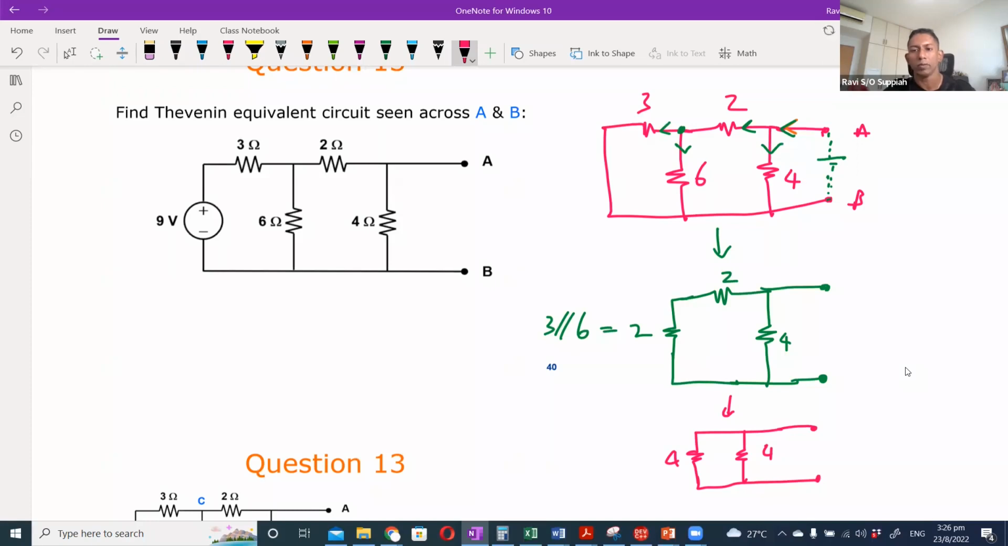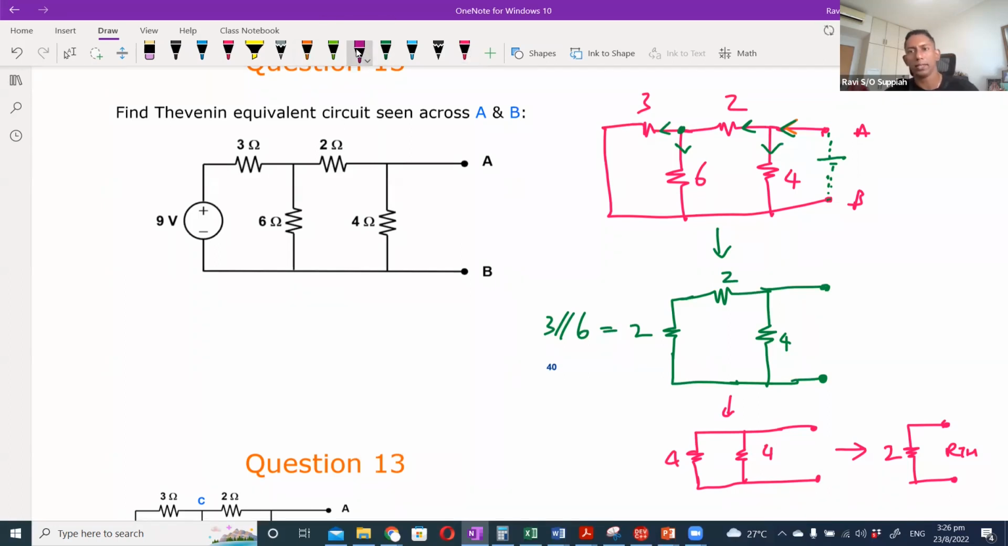Okay, and eventually 4 and 4 in parallel will give me 2. So that is your RTH, your 2 ohms. Okay, so that is how you go about getting the answer. Right, you start with the end of the circuit.